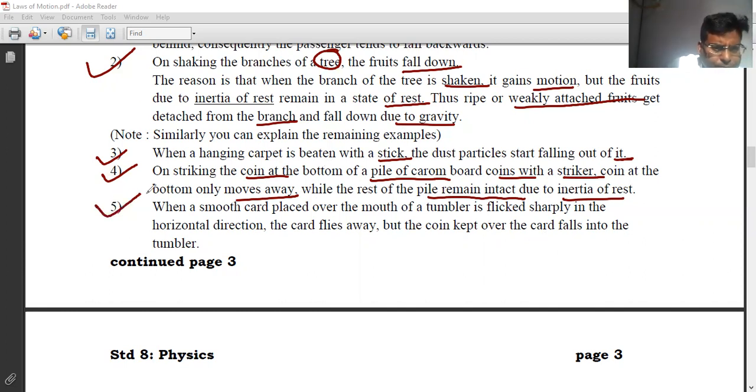Next one is when a smooth card is placed over the mouth of a tumbler and it is flicked sharply in the horizontal direction, the card flips away, but the coin kept over the card falls into the tumbler. Okay, this one is also another example. So write this example.